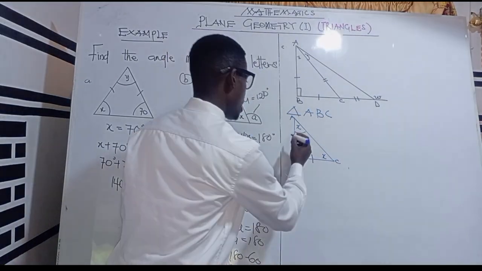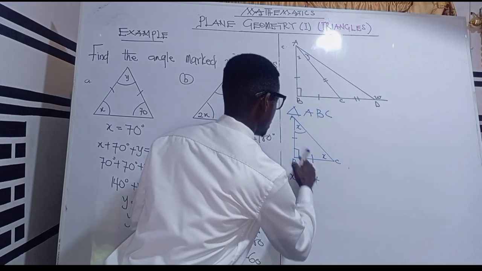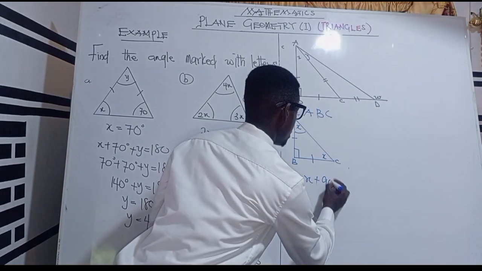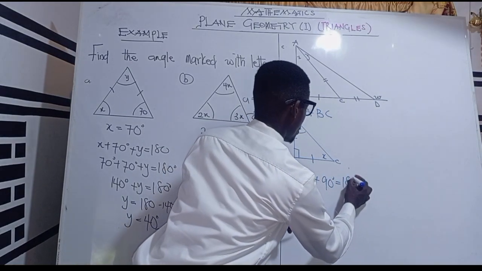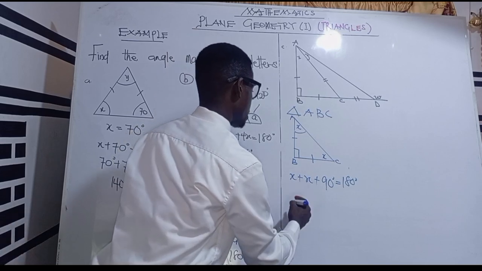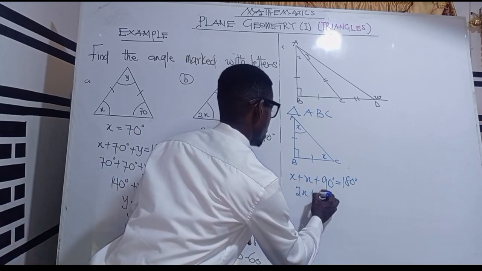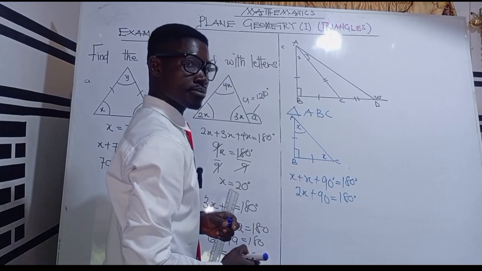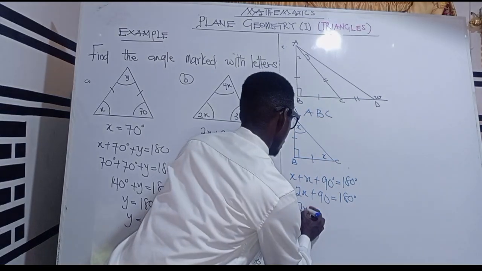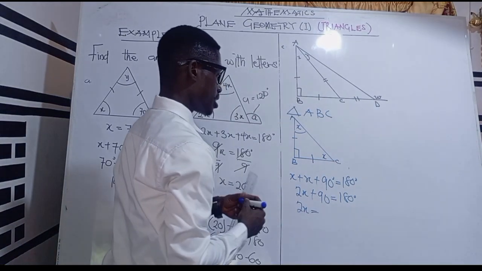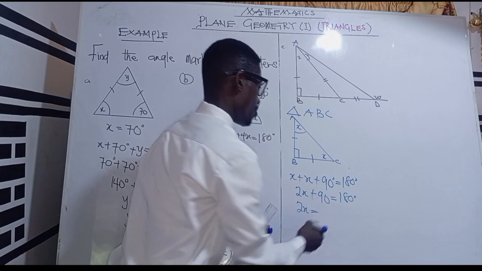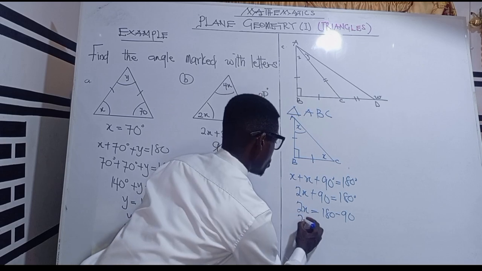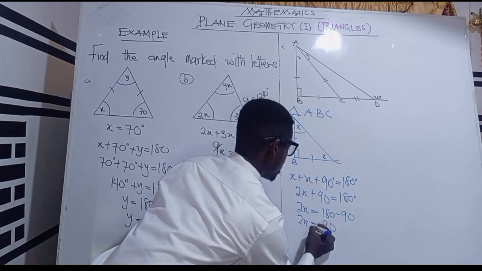Good. So you can say that x plus this is 90. We have already learned about that. So we have x plus x plus 90 degrees is equal to 180 degrees, so we have 2x plus 90 degrees is equal to 180 degrees. So by means of transposition or finding the additive inverse of 90, we are going to get 180 minus 90. So we have 2x is equal to 90 degrees.